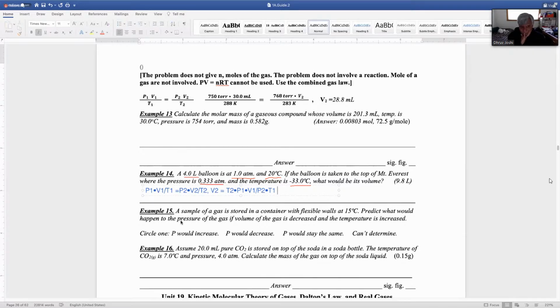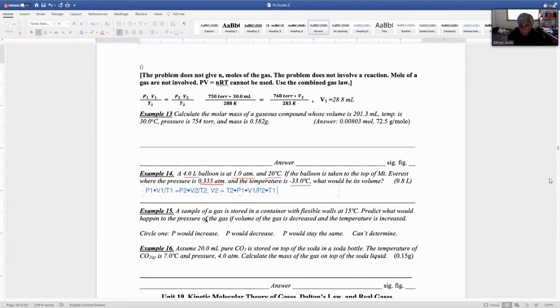Example 15. A sample of a gas is stored in a container with flexible walls at 15 degrees Celsius. A container with flexible walls, like a balloon. See, this is a balloon, so the volume can increase or decrease. If it is a rigid wall, then the volume cannot increase or decrease. A sample of a gas, that means moles are constant. Whenever you say a sample of a gas, that means you are not going to take in gas or take the gas out.